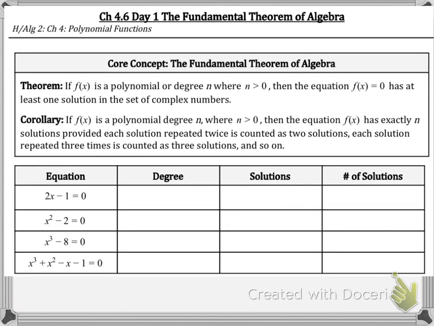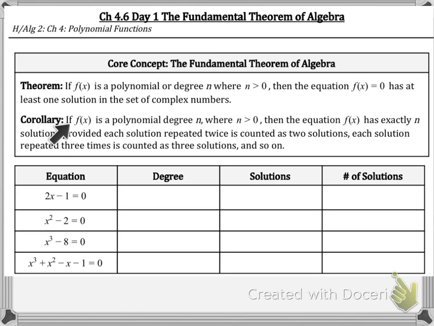This is 4.6, Day 1, the Fundamental Theorem of Algebra. So the core concept, the Fundamental Theorem of Algebra: the theorem states that if f of x is a polynomial of degree n, where n is greater than 0, then the equation f of x equals 0 has at least one solution in the set of complex numbers.